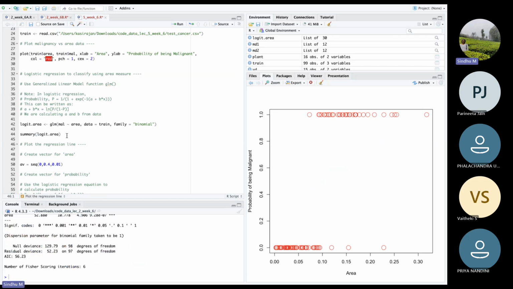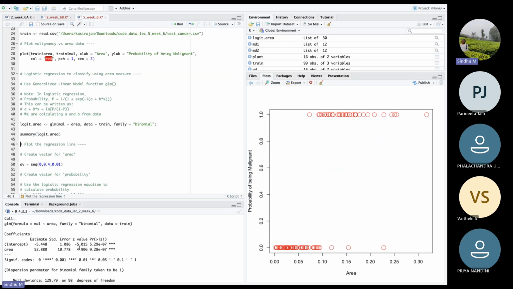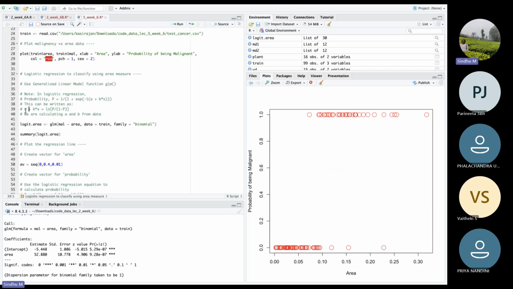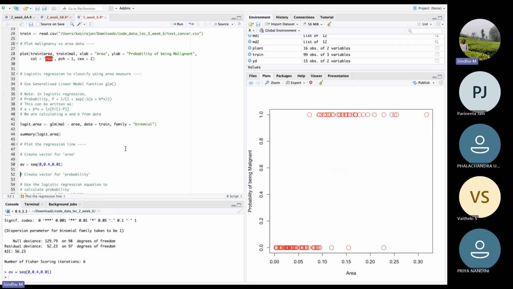So let's try to see what values of A and B we have got. The intercept here is this A, which is about minus 5 point something. And the area, this X is area, so the coefficient of area is B. This B we are getting around 52.88. So it will be better if we also try to plot it.